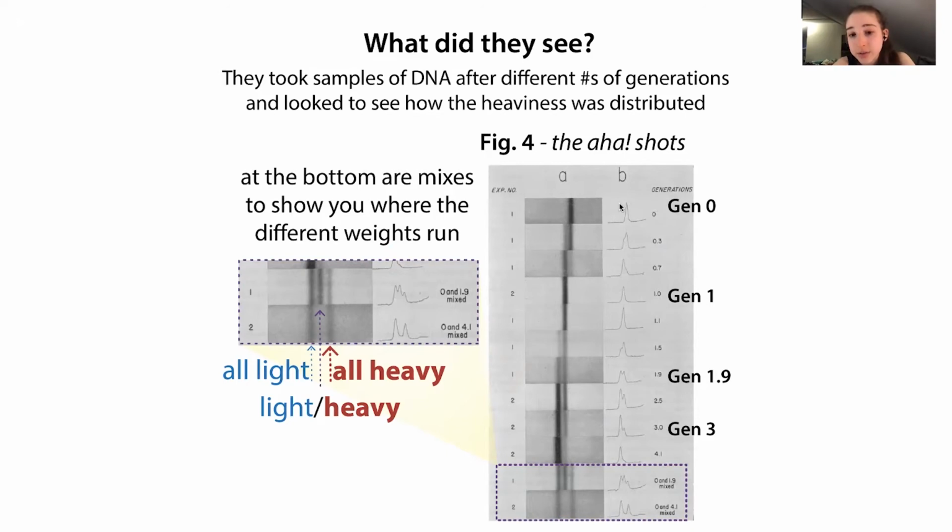So here in generation 0, you can see that we have a band over here to the right, and this is representing an all heavy band, which makes sense because we started with it grown in all heavy media. Now at generation 1, you have all in this kind of middle spot because you have one heavy and one light strand. As you go up in time, you're keeping that middle band, but now you're also gaining a light. And so the middle band is going to start to kind of fade, and the other one's going to get darker because it's getting kind of diluted out.